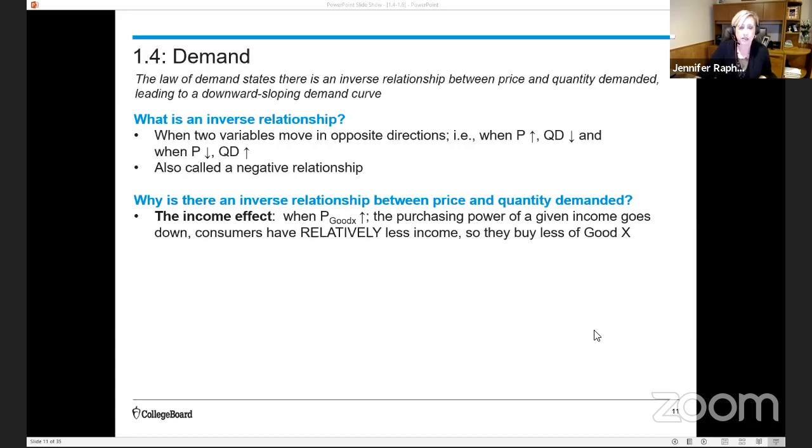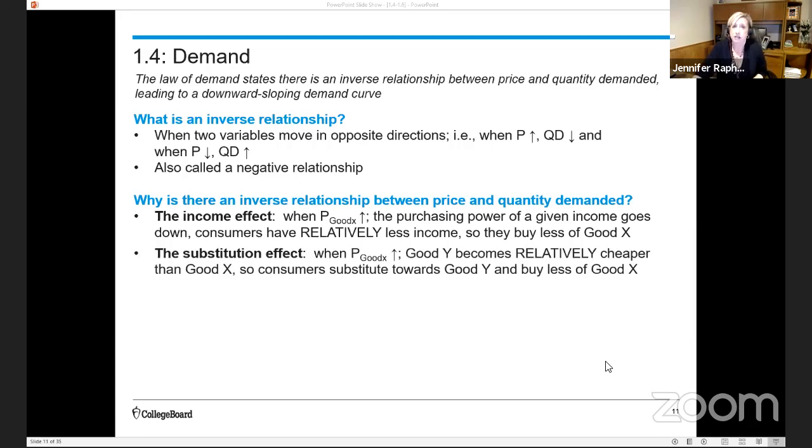That's the income effect. The substitution effect operates for most goods in a very similar way. When the price of good X rises, good Y becomes relatively cheaper than good X, and so consumers substitute towards good Y and buy less of good X. The reverse is true as well. When the price of good X falls, good Y becomes relatively more expensive compared to good X, and so consumers substitute towards good X and away from good Y. Those are the two reasons that have analogs in the downward sloping aggregate demand curve.